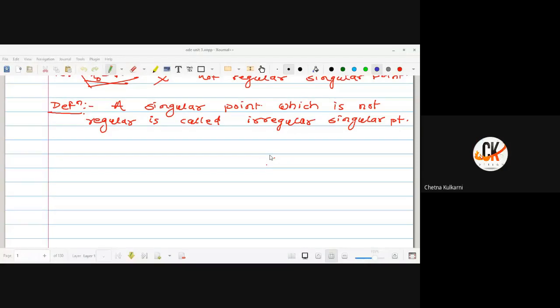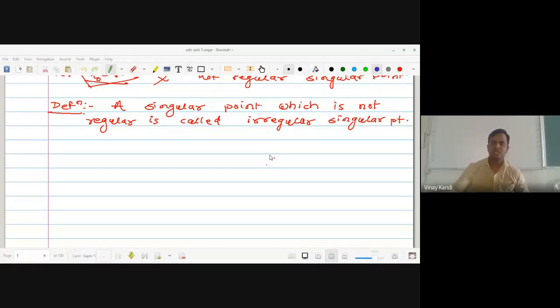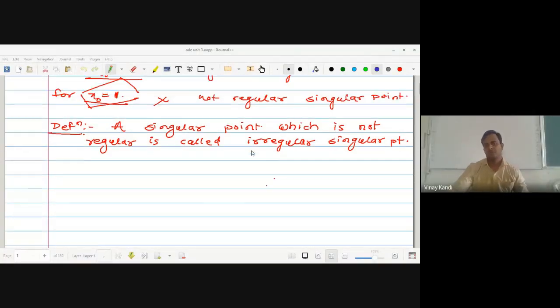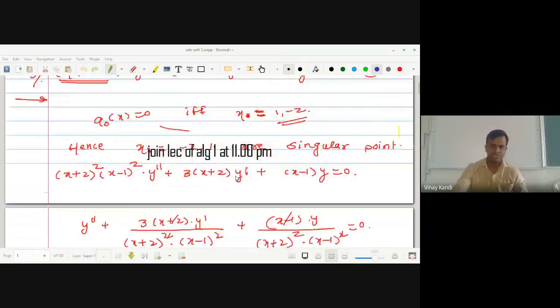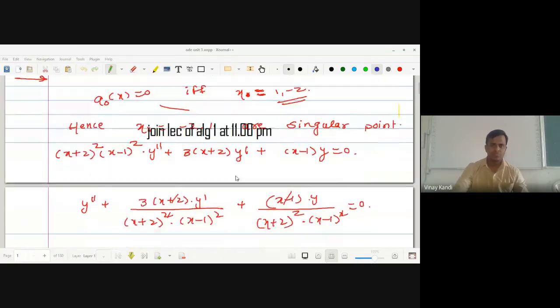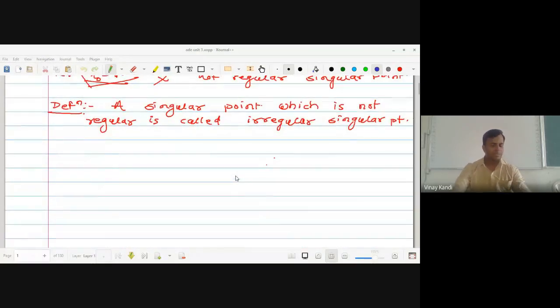Yes, sir. In the previous lecture, we saw what a singular point is, then the definition of regular singular point and irregular singular point, and some examples. Now the next point is Euler's equation. What is the form of Euler's equation?